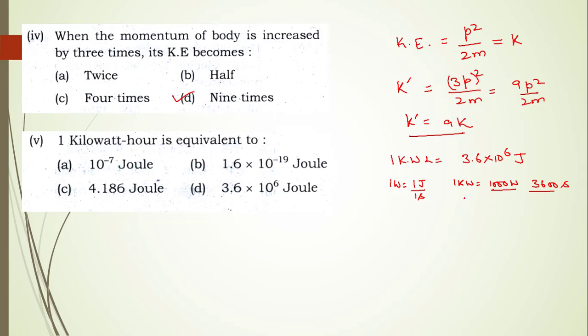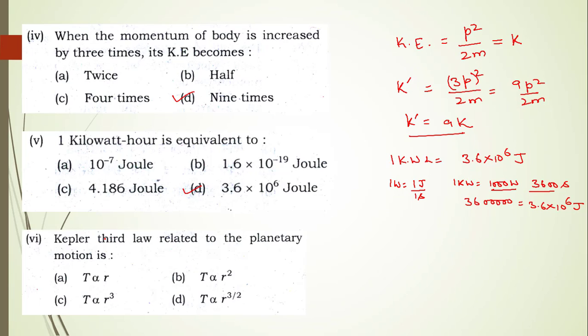So on multiplying this we get 36 followed by five zeros, that is this much. We can write 3.6 into 10 raised to the power 6. So this is the right answer. So D is the correct answer. Now moving towards the next question.